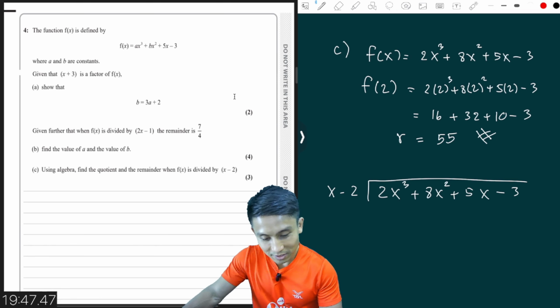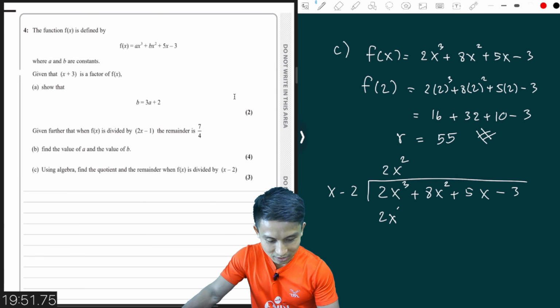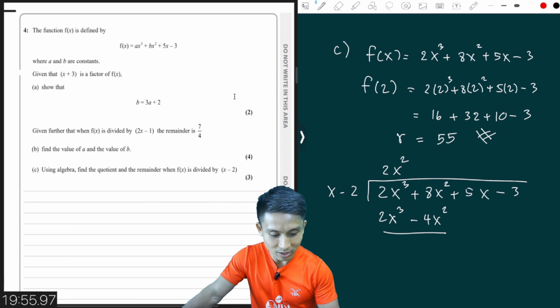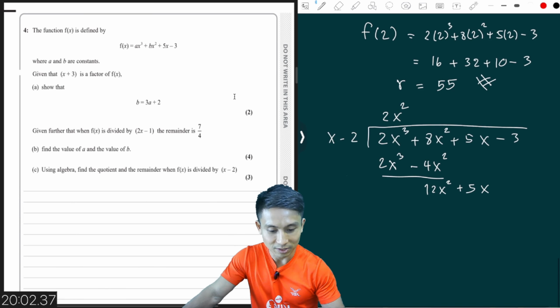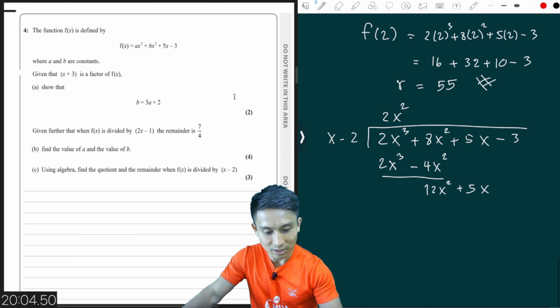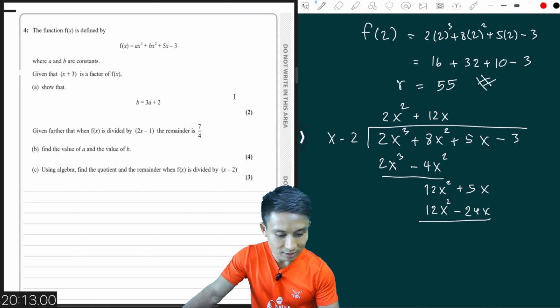Let's see. So the first dividing into the first, we get 2x squared, so that's going to be 2x cubed, and then multiply back, we get minus 4x squared. Subtracting them, we get 12x squared here. Pulling that down, we get 12x squared plus 5x. The first dividing into the first, we get plus 12x, right? And then multiplying that, 12x squared minus 24x. That's going to give me 29x if you subtract them.